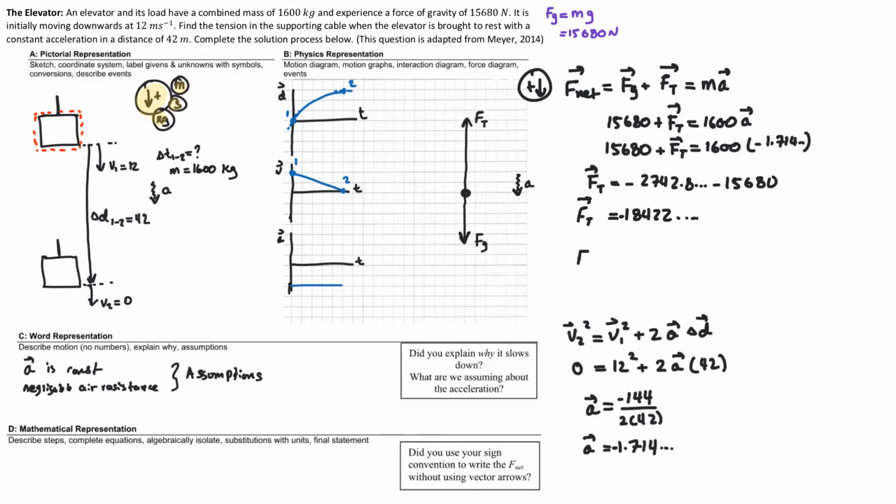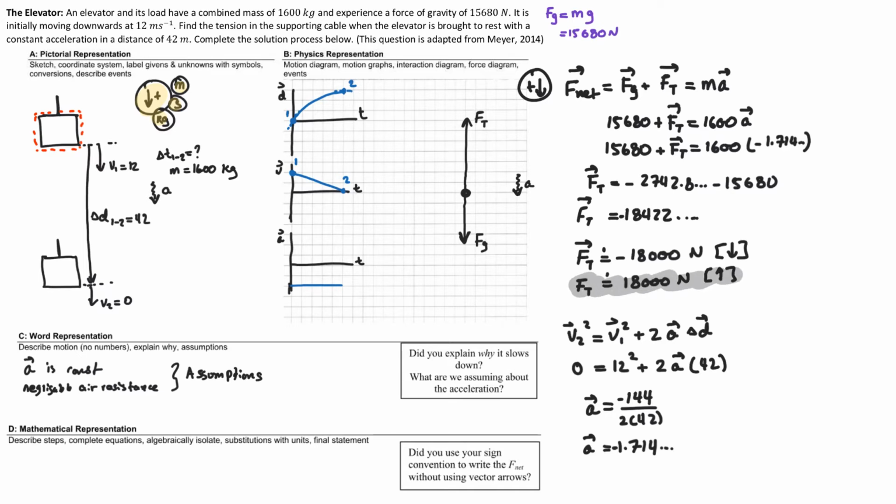Okay, so then that would mean that Ft, or the tension force, is going to equal approximately, I'm going to look at my values here, the least amount of significant figures is 2, so I'm going to round this to negative 18000 Newton, and basically I've been using down as my positive this whole time. So this is going to be the answer, or you can write it as 18000 Newton in the upward direction. And this is my final answer.